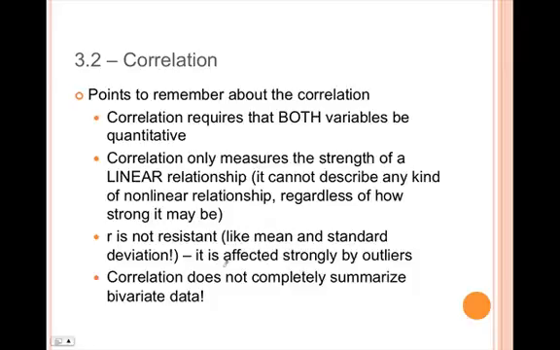And correlation alone is not enough to summarize bivariate data. We need to also be looking at residual plots. We need to be looking at the equation of the least squares regression line. We need to be examining the scatter plot and looking for outliers. The correlation is not enough.